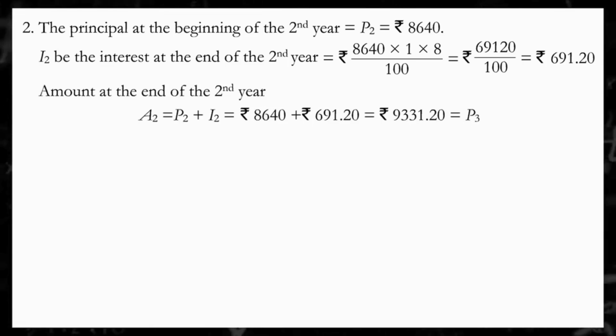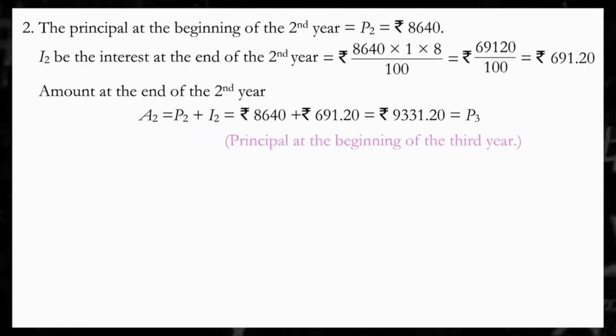Amount at the end of the second year, A2 = P2 + I2 = rupees 8,640 + rupees 691.20 = rupees 9,331.20 = P3.